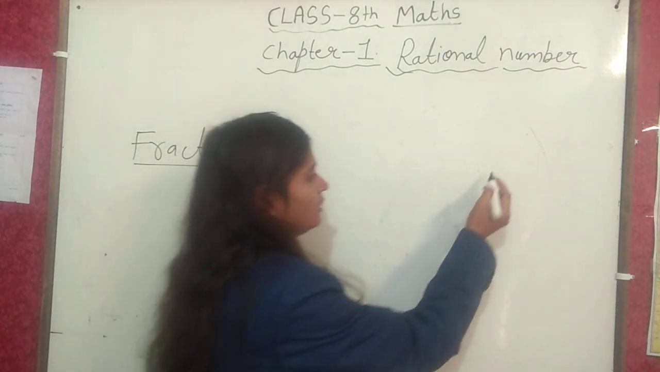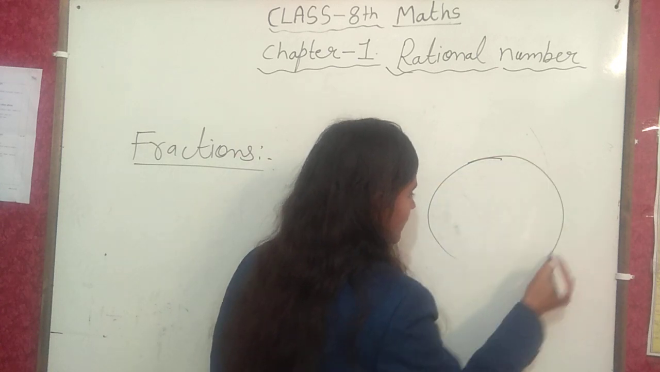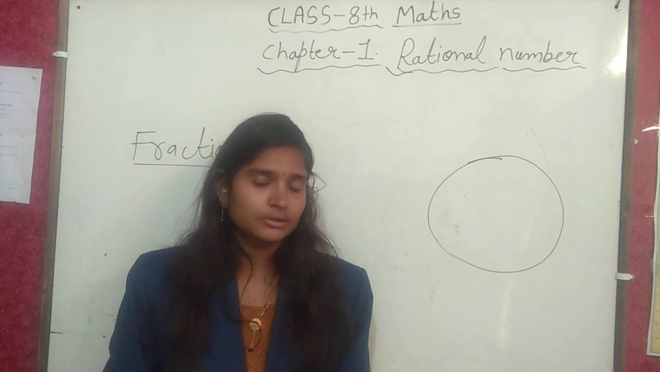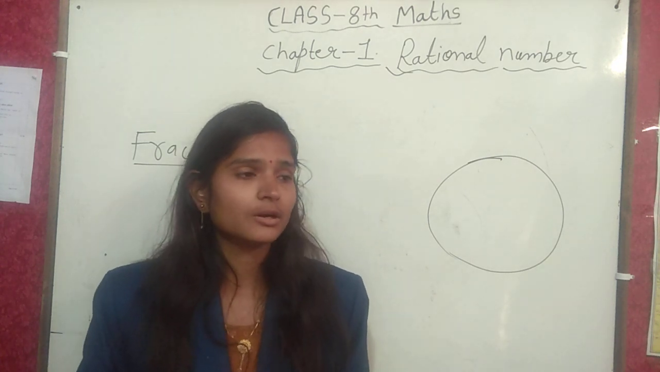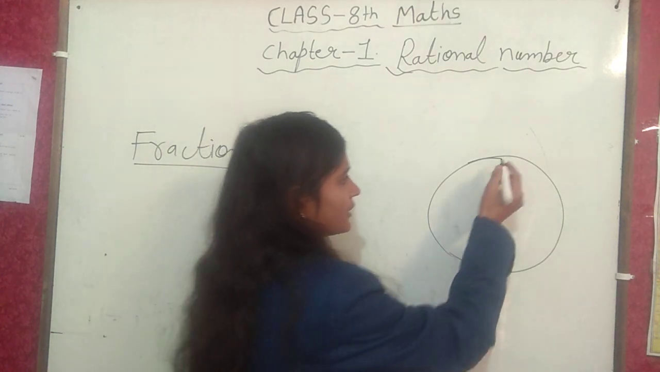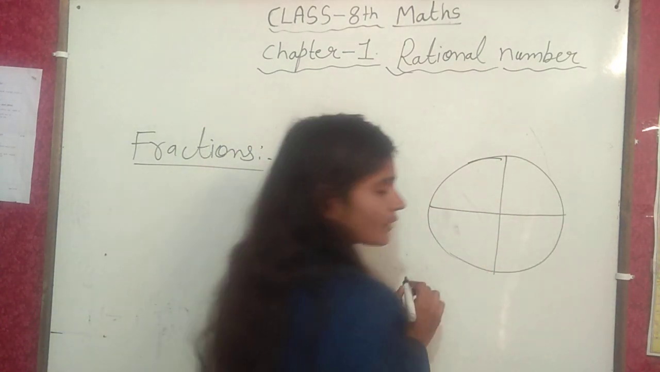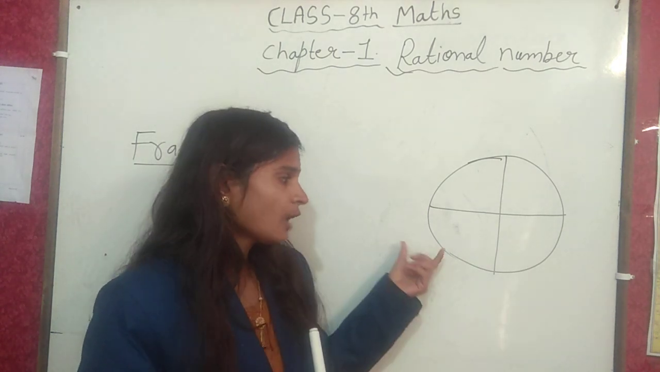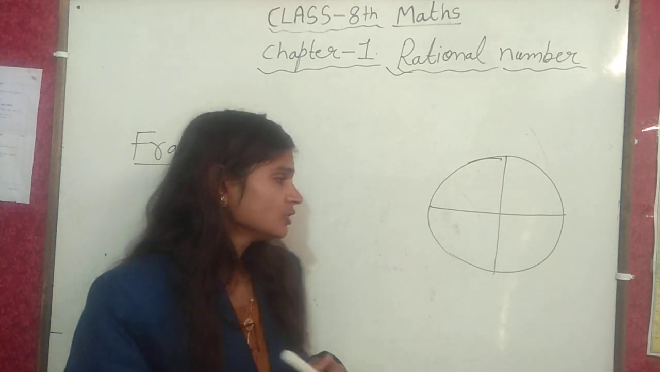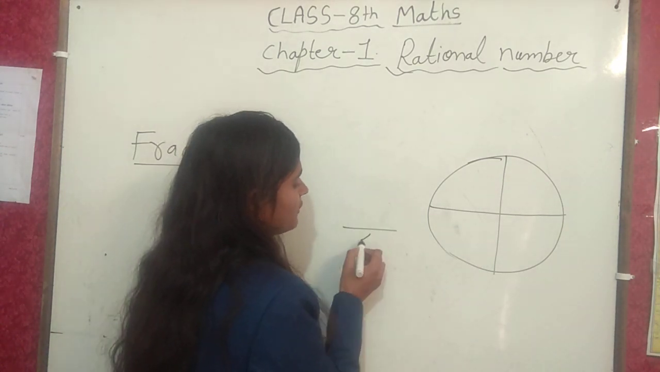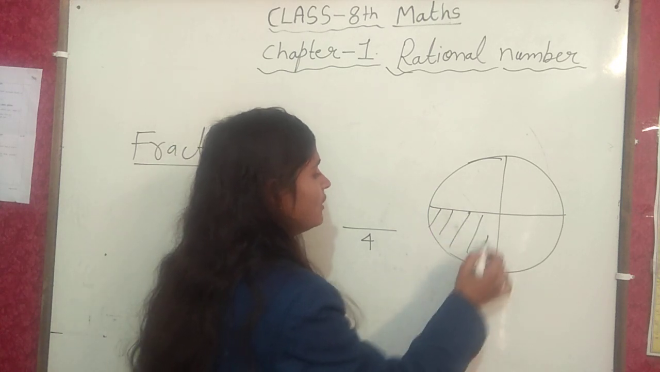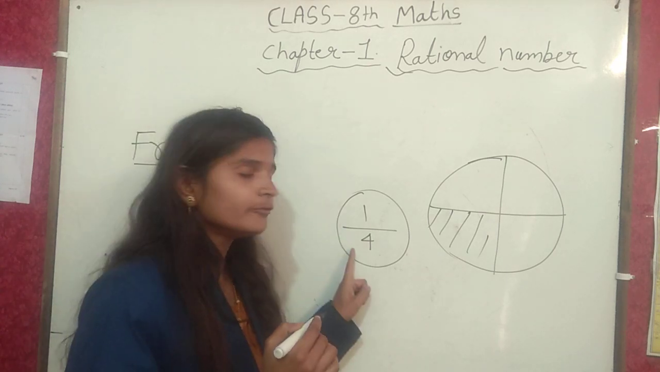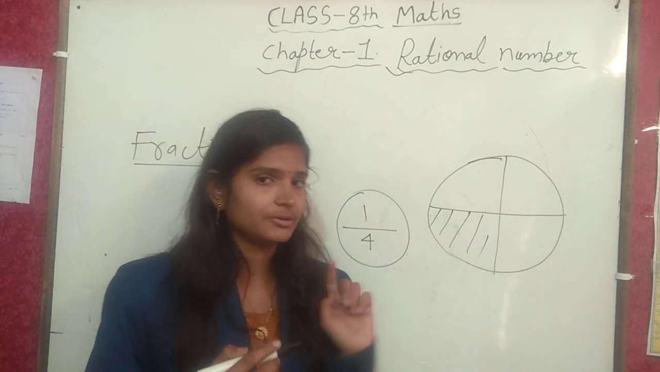Just like you have a bulb, okay, and you have to divide it among 4 friends. So you will divide it into 4 parts. How much part will each friend get? How many parts in total here? 4, and each person will get 1 part. So what fraction will it be? 1/4. I think everybody knows about it.